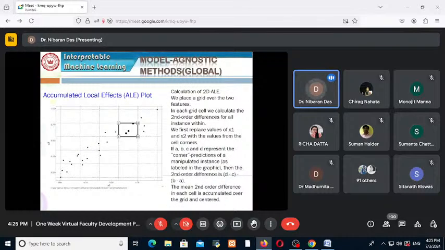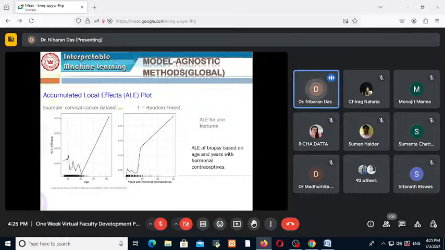And in the 2D case, we place a grid over the two features. In each grid cell, we calculate the second order differences for all instances within. We first replace the values of x1 and x2 with the values from the cell corners. A, B, C, D, as labeled in the graphic, represent the corner predictions. Then the second-order difference is (D minus C) minus (B minus A). This second-order difference in each cell is accumulated over the grid and centered.